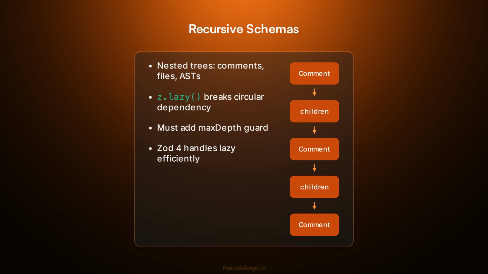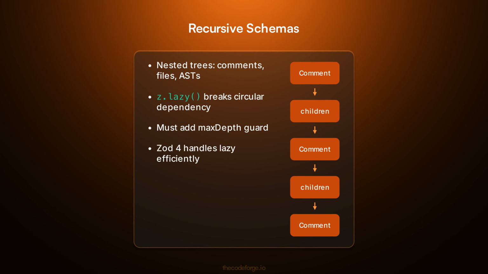Recursive data structures like comment threads need self-referencing schemas. z.lazy wraps the self-reference in a function, but without a depth limit, a malicious payload can cause a stack overflow.